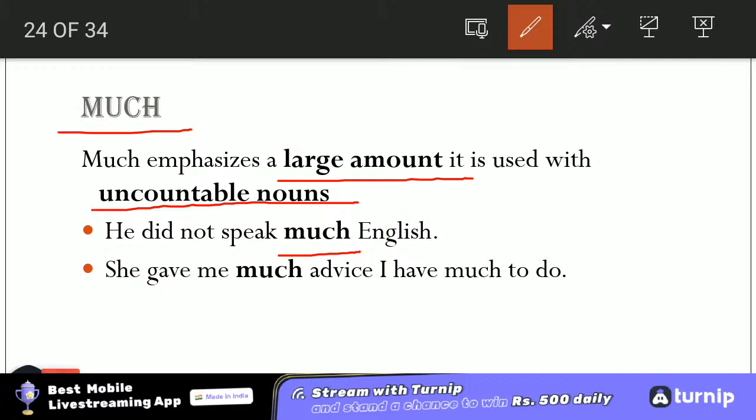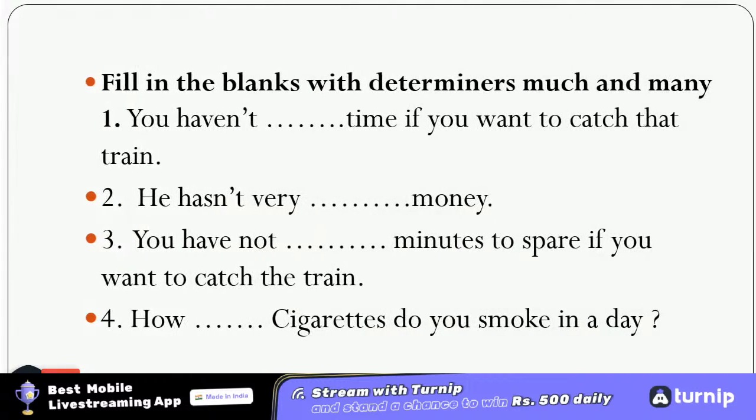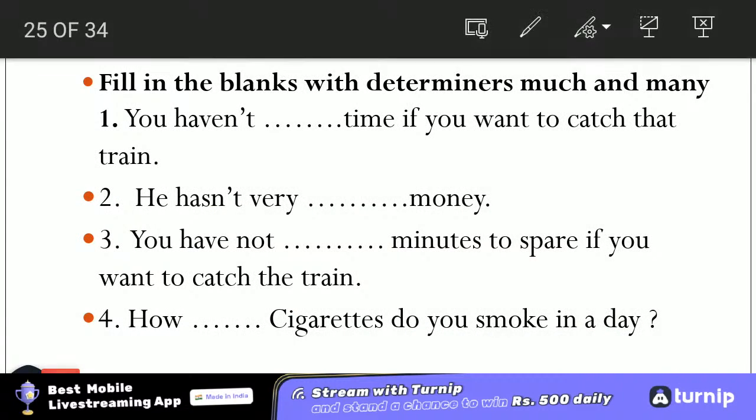She gave me much advice. I have much to do. So when we are talking about uncountable nouns, we use the determiner much. So this was just a clear description about where to use much and where to use many. And here we have the exercise with us, which you all will be solving and telling where to use much and where to use many.